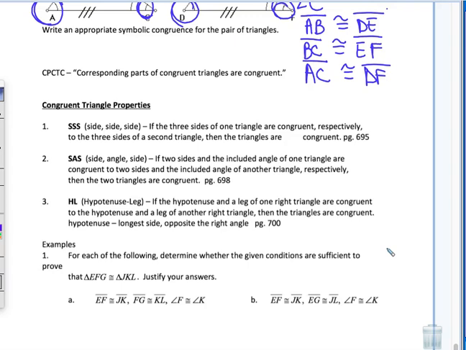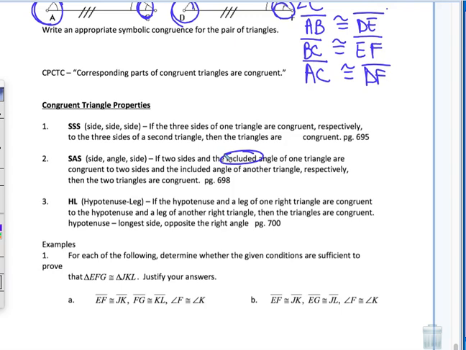And I'm giving you page numbers to go look that up in your book. Side, angle, side. If you have 2 corresponding sides and the included angle, that's big. That's something that a lot of people miss. It's the angle between those 2 sides. If those are congruent, then you can prove the triangles are congruent without having to know the other corresponding pieces.